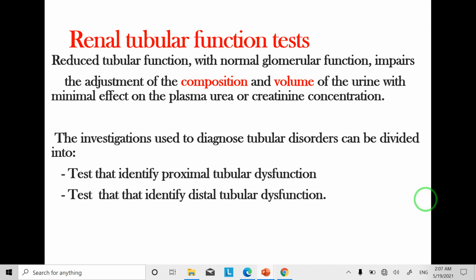In addition to the composition, the volume of the urine also may be affected. There will be excretion of a large volume of urine. It is better to test each segment separately, because each segment of the tubule has a different function. The proximal tubule is mainly for reabsorption, while the distal tubule is for fine adjustment. So we have certain tests that are special for the proximal tubule, and tests for the distal tubule.